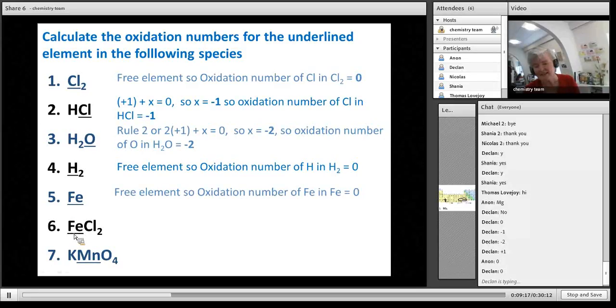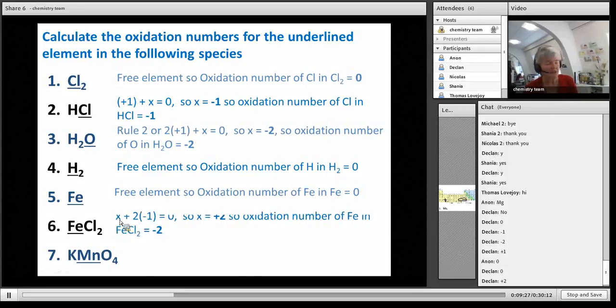What about iron in iron chloride? It's +2. Now there are different ways you could work this one out. You could say, okay, X for unknown. So using rule 5, the sum must all be equal to 0. Chlorine is actually chloride, so rule number 4 says a simple ion is the same as its charge. So chloride has a charge of -1, so its oxidation number is -1. I have 2 chlorides and solve for X, and we get +2.